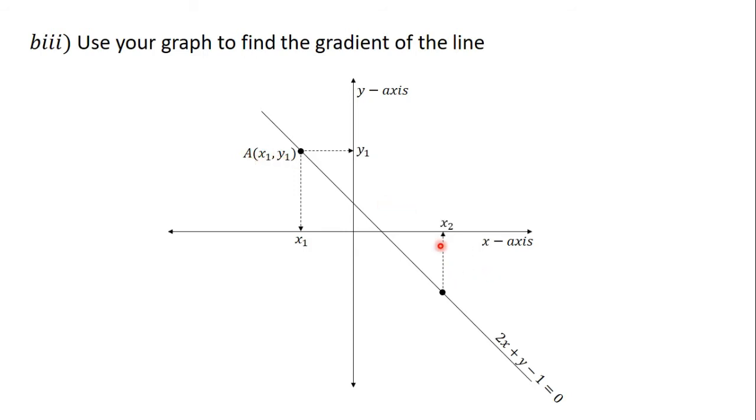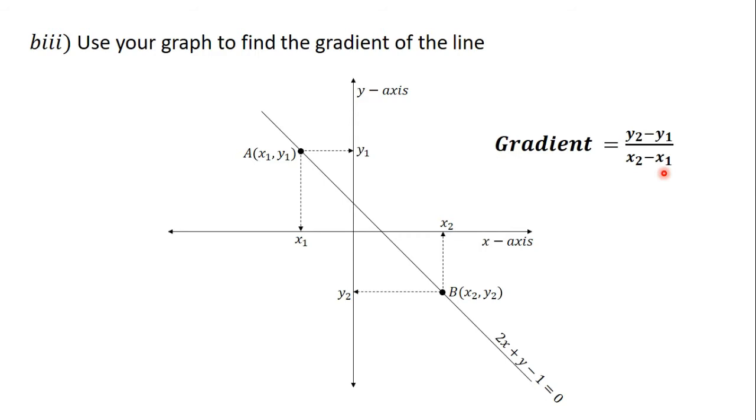We do the same thing for this point. We trace it to the x-axis to get the x-coordinate. You trace it to the y-axis to get the y-coordinate. Let's call the x-coordinate x2 and the y-coordinate y2. So the coordinates of this point will be x2, y2. Using these 2 points, we can use the formula y2 minus y1 divided by x2 minus x1 to get the gradient of the line. So we have x2, y2, and x1, y1.